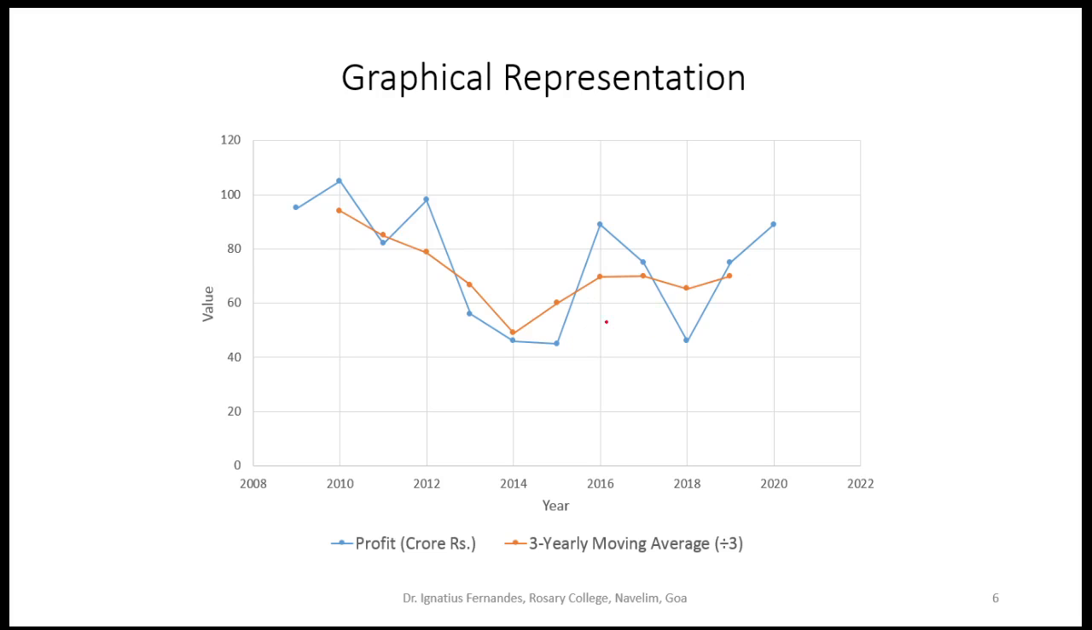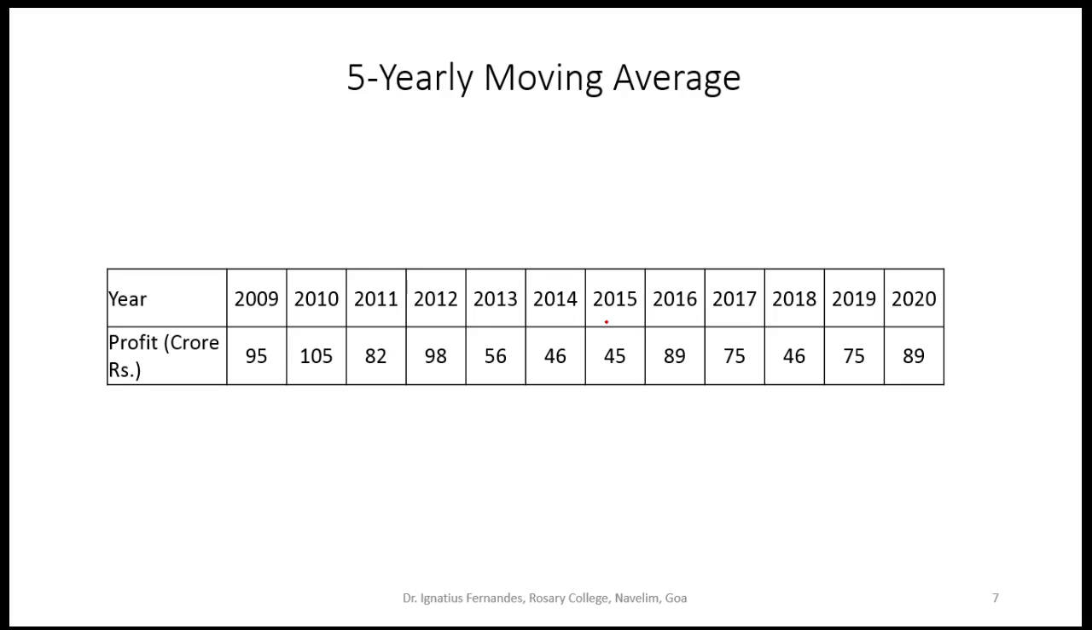So same like how I have 3 yearly moving averages, I can also use 4 yearly, 5 yearly moving averages. Okay, so let us say if I want to use 5 yearly moving averages for the same data. This is the same data that we have considered earlier. Now what 5 yearly moving averages does is, it will find out the average over a period of 5 consecutive terms.